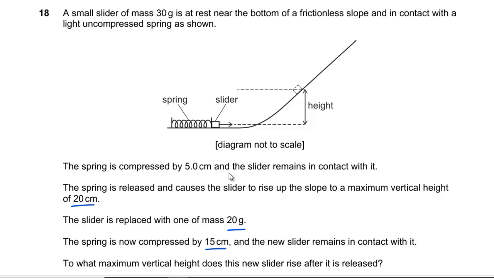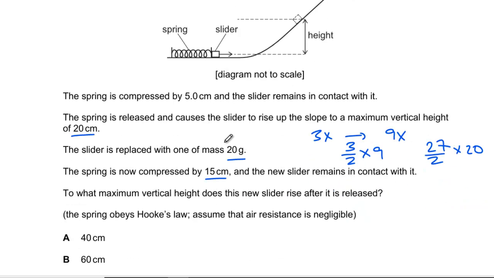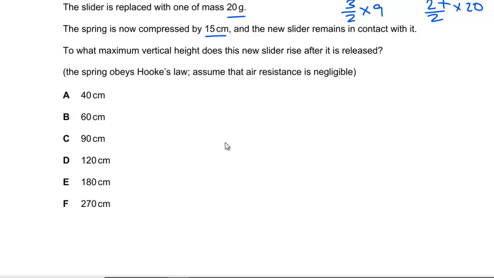Okay, so if we're compressing, 3 times compression is going to lead to 9 times energy. And we're reducing the mass down to 2/3 of it. So it's going to go further up, isn't it? It's going to go 3 over 2 times. So we're going to have 3 over 2 times 9. So we've got 27 over 2 times the height. And what was the height? Where did it go? I can't even see. Oh, we go 20 centimeters. So times 20. So we're going to have 10 centimeters times 27. Okay, so 2.7 meters, 270 centimeters. F.